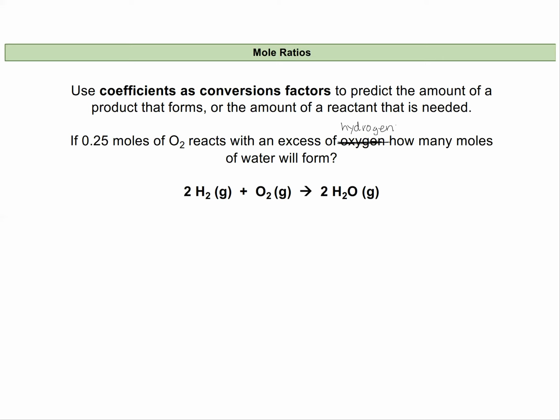So let's take a look at this problem that utilizes mole ratios to predict the amount of a product. There is a typo in the lecture notes, my apologies. But if we start with 25 moles of oxygen and we let it react with an excess of hydrogen, how many moles of water will we form?